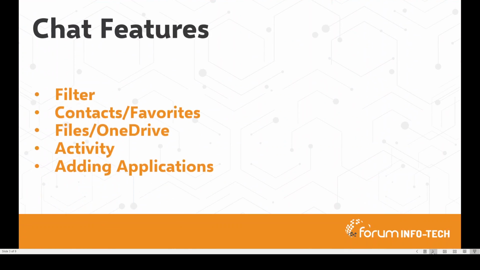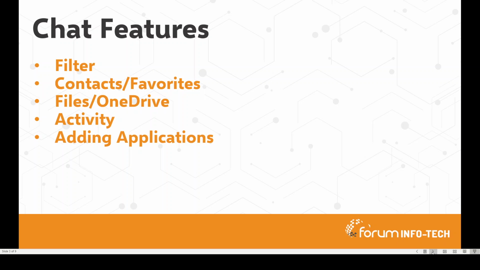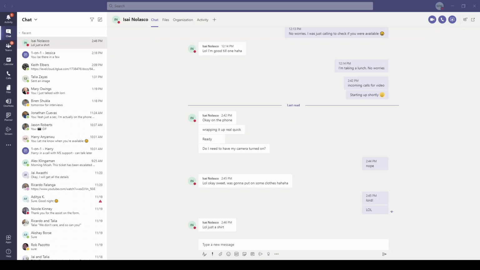So to get started, right into the chat features. First we're going to look at the filters, some contacts and favorites, files, OneDrive, activity, and then adding applications directly to the chat. So let me go ahead and switch my screen over and we'll go directly to my active teams in the chat that we have. So there we go. All right.